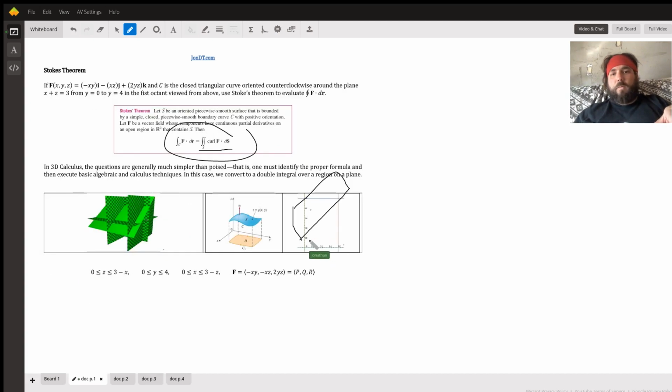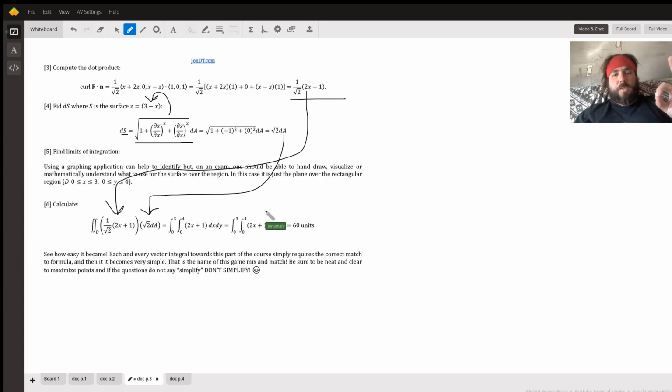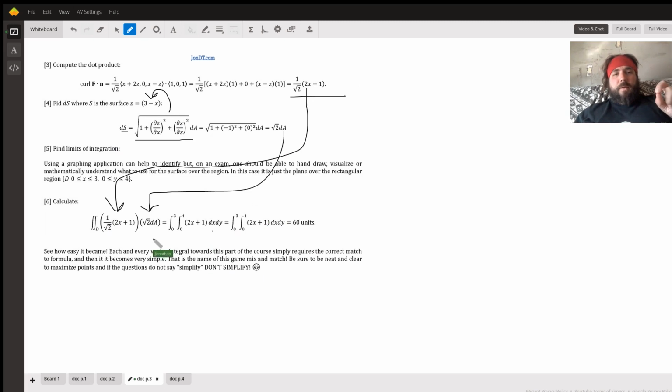Go back. We're integrating over this. X goes from 0 to 3. Y goes from 0 to 4. You might have a function. It might be an iterated integral, which means you have a function in there. Then you plug it in there and you do the computation, and bada bing, bada boom. It's a very basic double integral from second year calculus. Very simple. All of these questions are usually quite simple.